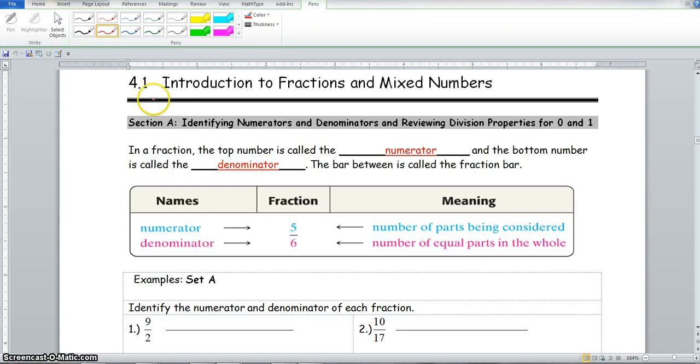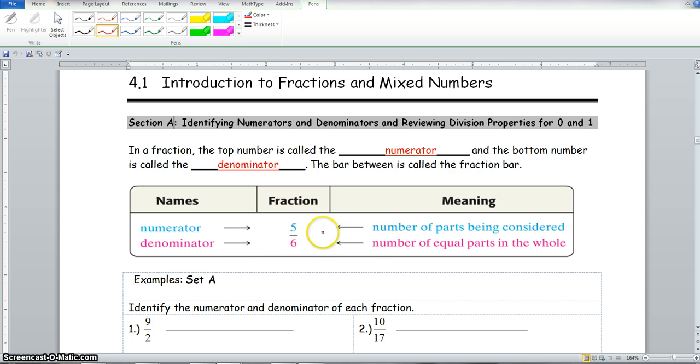Okay, class, we're about to start section 4.1, Introduction to Fractions and Mixed Numbers. Section A, identifying numerators and denominators and reviewing division properties for 0 and 1. In a fraction, the top number is called the numerator and the bottom number is called the denominator. The bar between is called the fraction bar, which is illustrated here. We have the numerator, denominator, and this is the fraction bar.